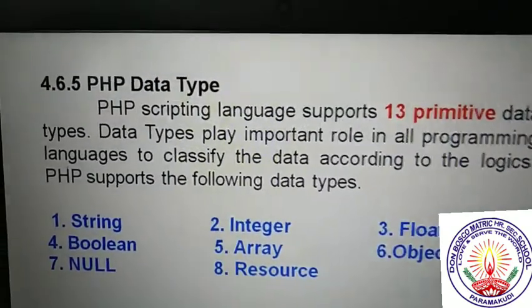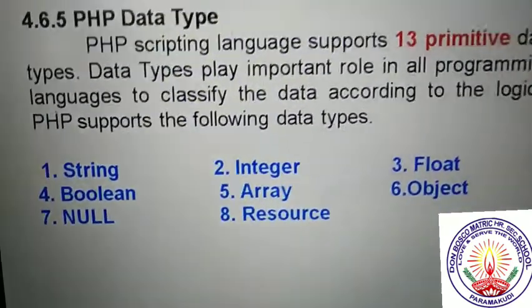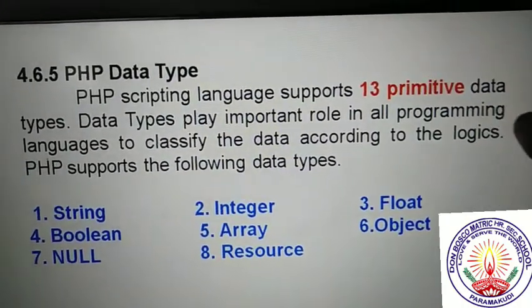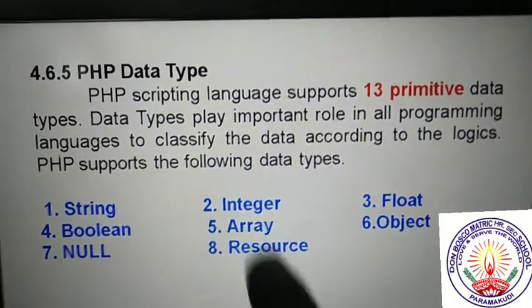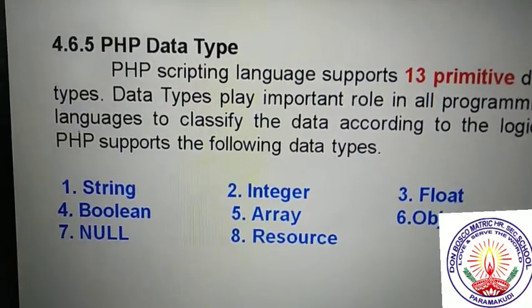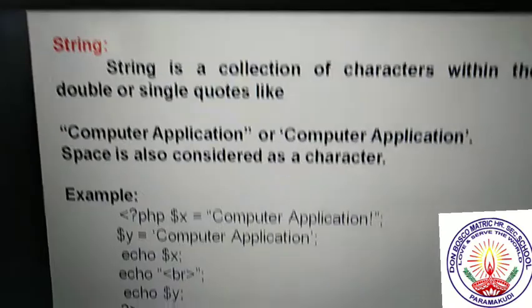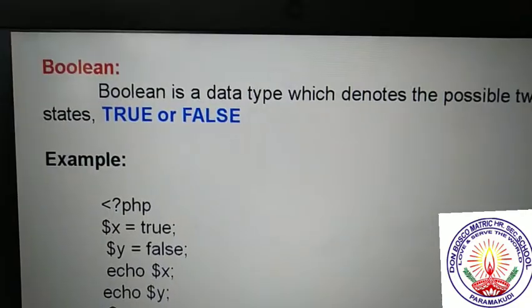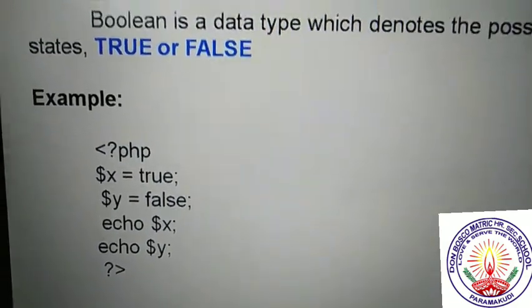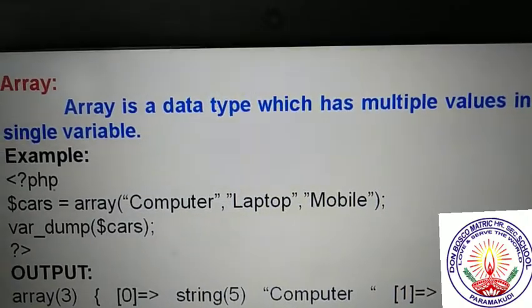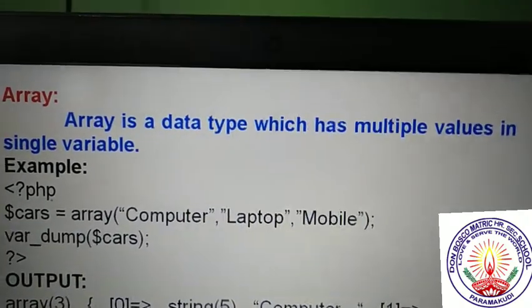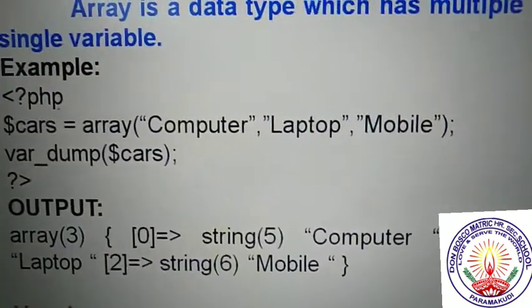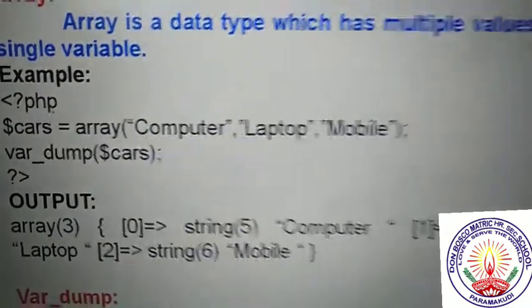And the different data types in PHP. There are 13 primitive data types supported in PHP, but you have to learn 8 types. Okay. So the first one, string, example; integer, example; float, example; and boolean. It refers only to true or false. So this is the example for the boolean data type. And array, it's a 2-mark question. So array is a data type which has multiple values stored in a single variable. So this is the example for the array data type.